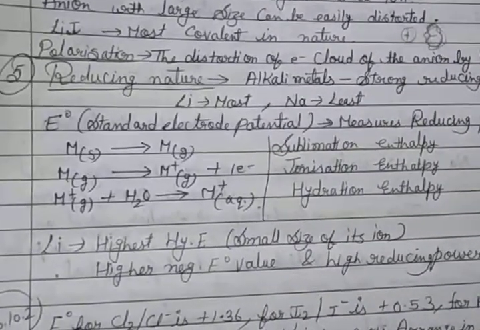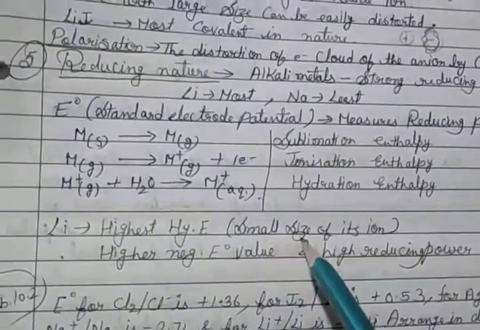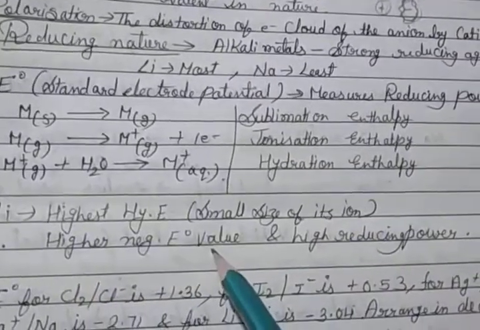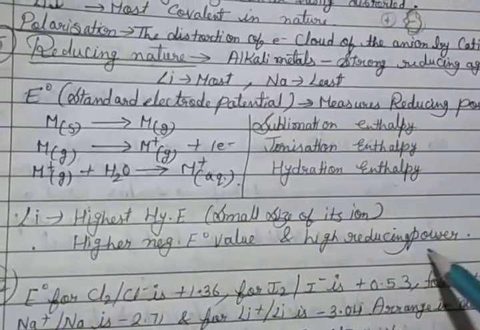So lithium has the highest hydration enthalpy. The reason is the small size of its ion, and then its higher negative electrode potential value and high reducing power.